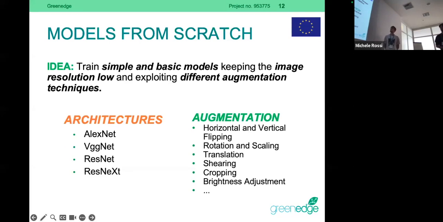So here are shown some of the architectures that we tried. For example, AlexNet, VGGNet, ResNet, ResNext, and some of the augmentation techniques that we tried. For example, horizontal or vertical flipping, rotation, scaling, and so on.